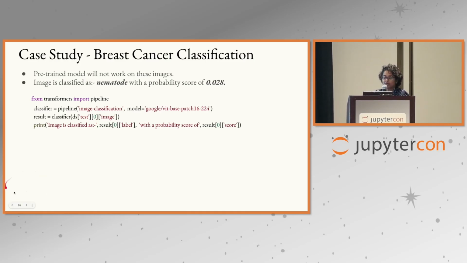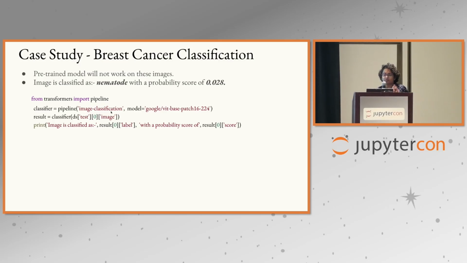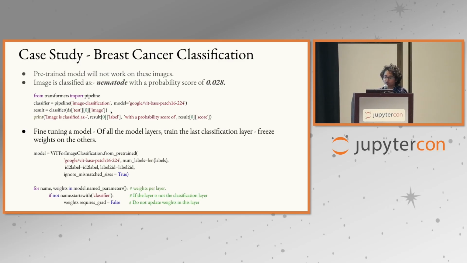If I were to take it and put it into my 4 simple lines and do an image classification task, this is what I get. Image was classified as a nematode, highest probability of 0.028. So no, it won't work. So what can you do? You have to fine tune a model.